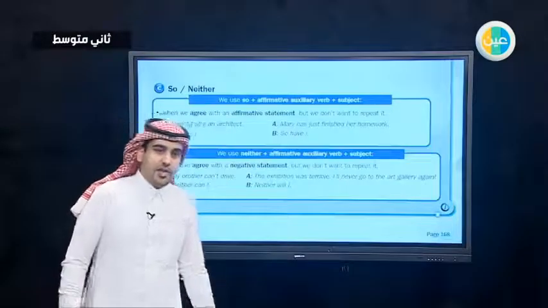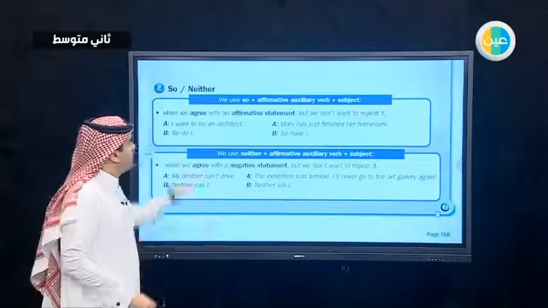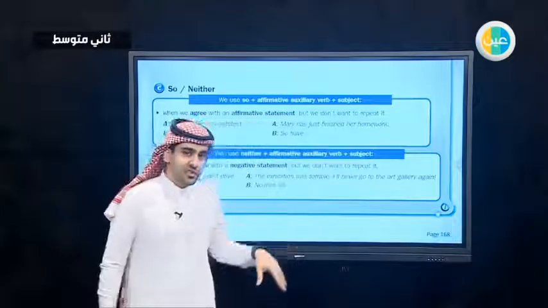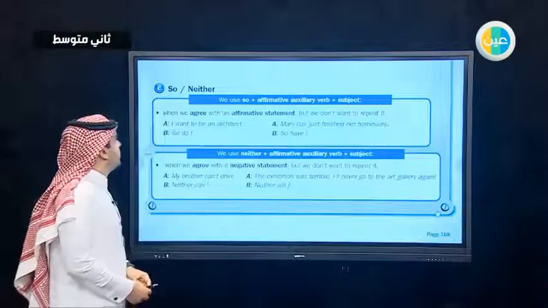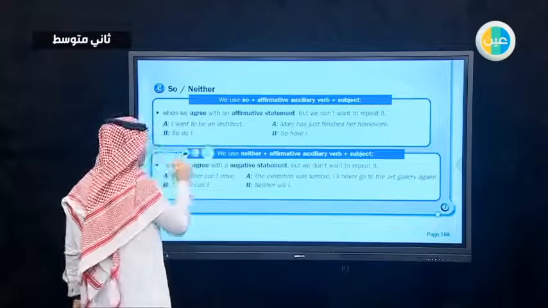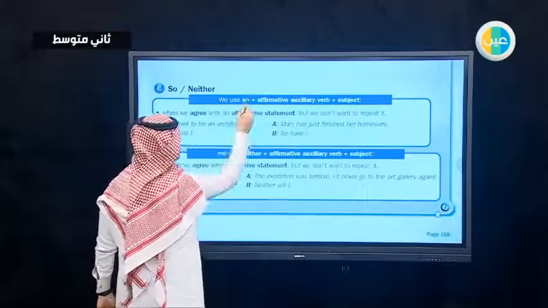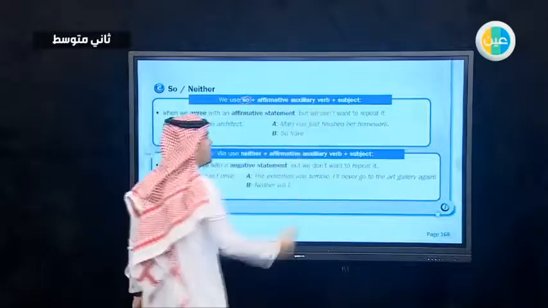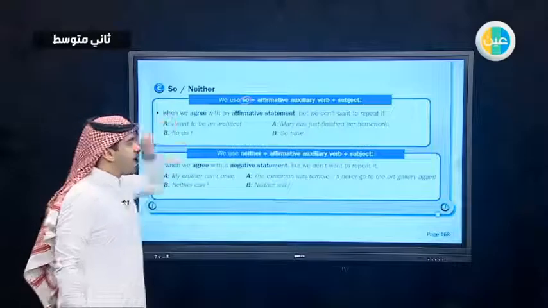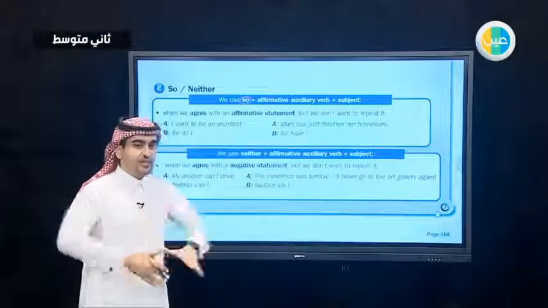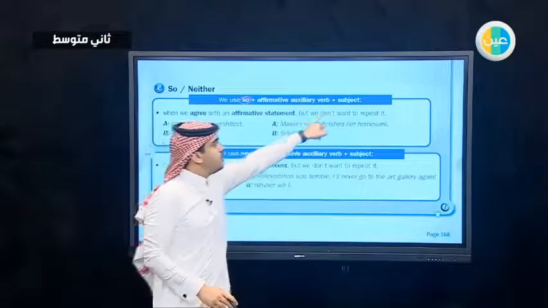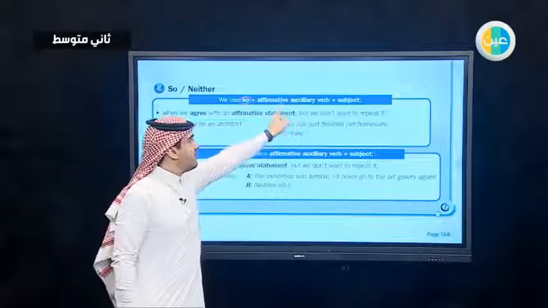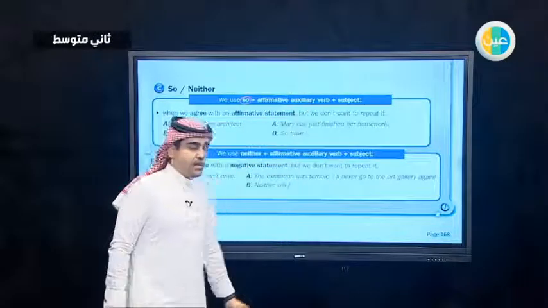So this is actually the grammar rule behind all of this, okay? It's on page 168. You can turn to page 168 to find this, and all the exercises are related to this. So we use so, like we see here, with affirmative: so plus affirmative auxiliary verb plus subject, okay? So we use it when we agree with an affirmative statement. We have an affirmative statement and we want to agree with it without having to repeat the same statement. We use so plus affirmative auxiliary verb or helping verb plus subject, okay?